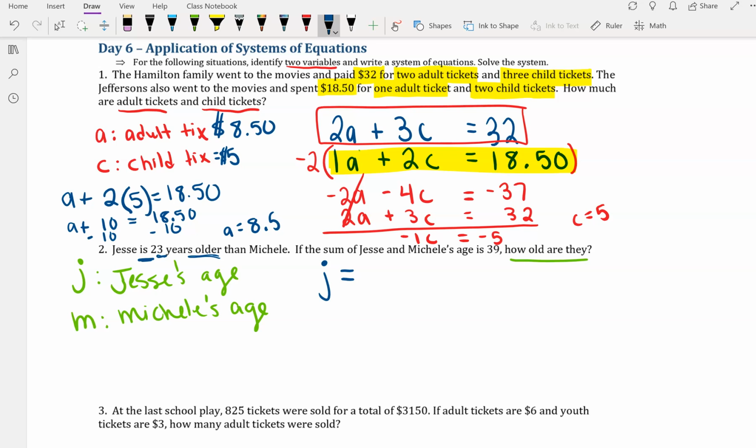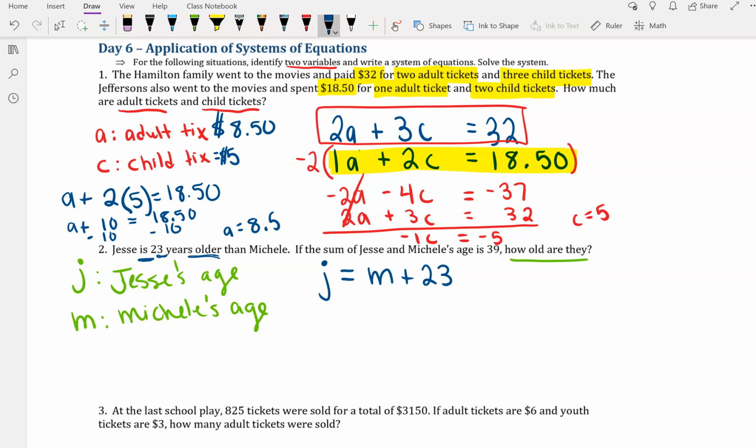So Michelle plus 23, because we need to represent that it's 23 more than Michelle's age. So Jesse is 23 years older than Michelle can be represented as J equals M plus 23. So that's the first equation.